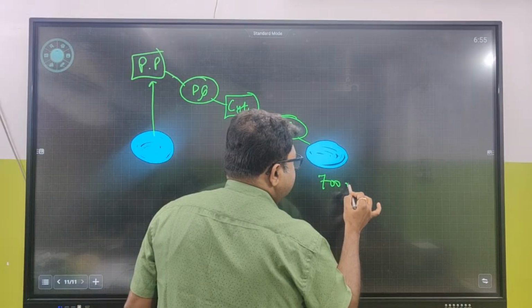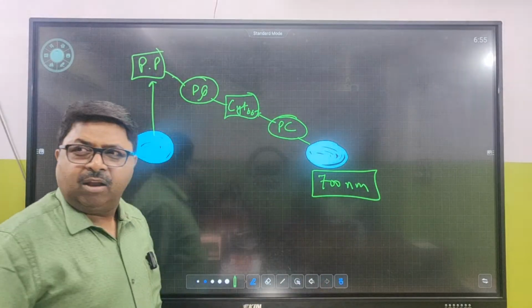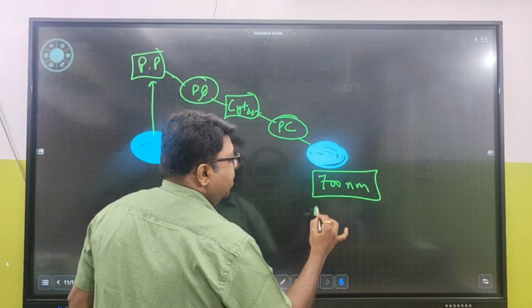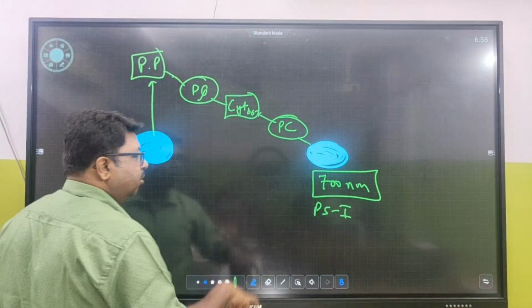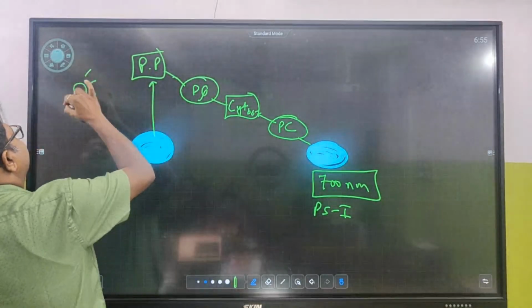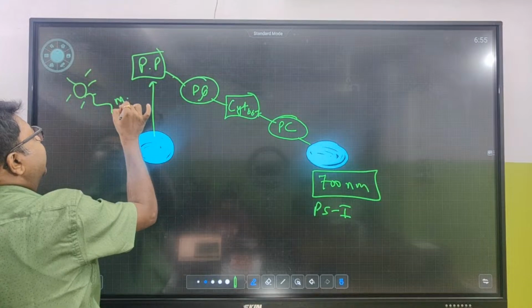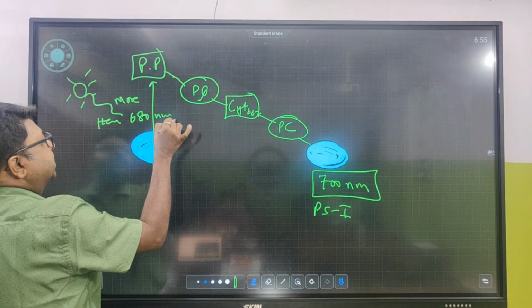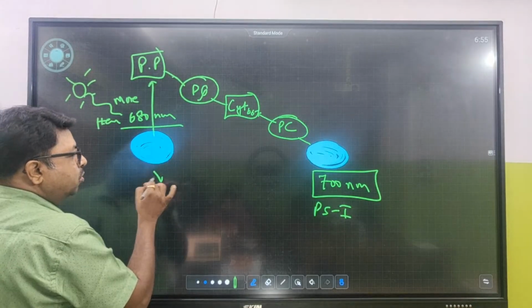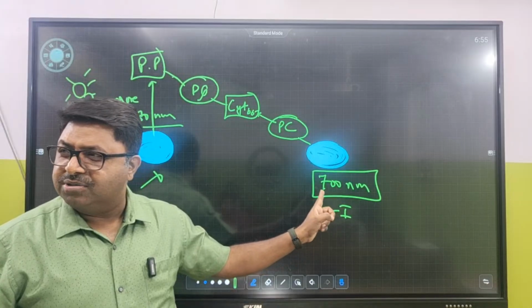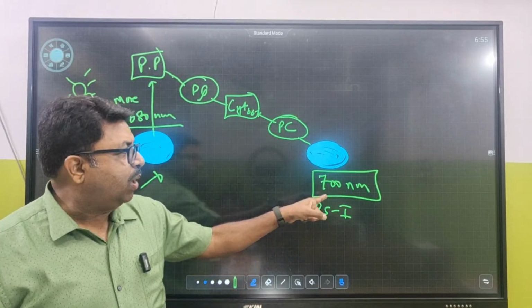This only gets activated at 700 nanometer or more than. Tell me the condition when PS1 gets activated. Only when this is more than 680 nanometer. More than 680 nanometer, this is going to stop working. Who's going to work only? PS1 is going to start working. PS1 gets activated at 700 nanometer.